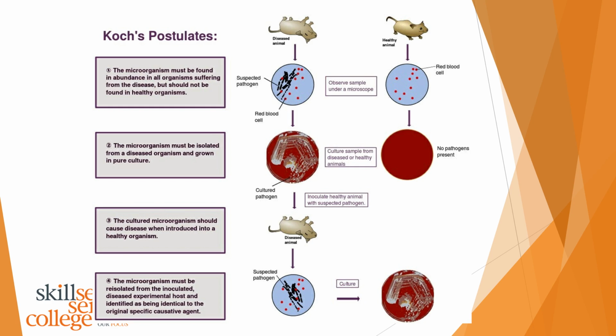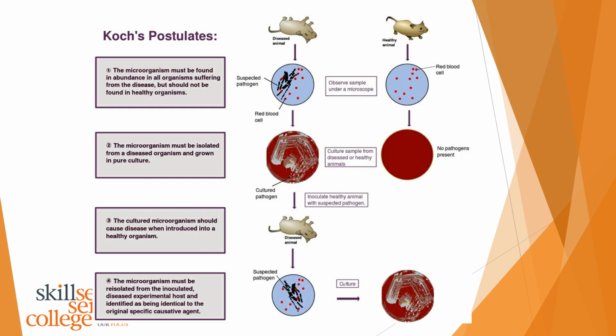The cultured microorganism should cause disease when introduced to a healthy organism. So this is really important. So say we've isolated the microorganism that we believe is causing the disease. If we grow that up in a culture, on an agar jelly plate, for example, then I take that culture and infect a healthy individual, then that healthy individual should contract the disease because the microorganism is causing the disease.